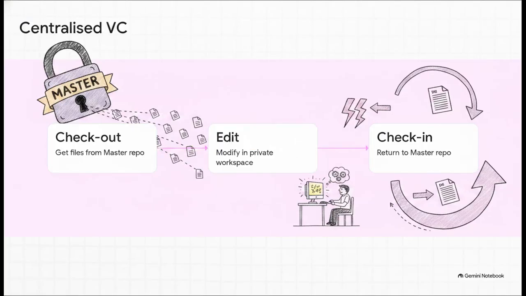Let's break that down into a strict step-by-step sequence. First, developers check out specific files from the single master repository. Second, they edit those files locally in their own private workspace. Third, they attempt to check those files back in. If the files have changed on the master in the meantime, they are forced to resolve the conflict right then and there. To recap, in centralized systems, developers rely entirely on one single master repository acting as the absolute source of truth, and the system actively blocks conflicting check-ins.